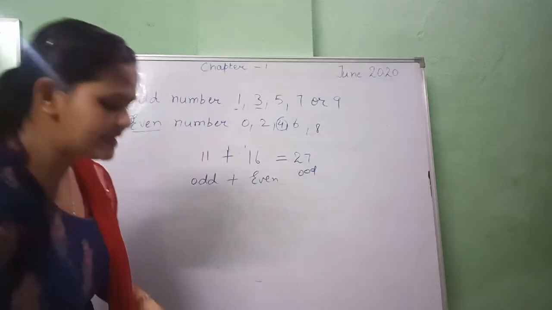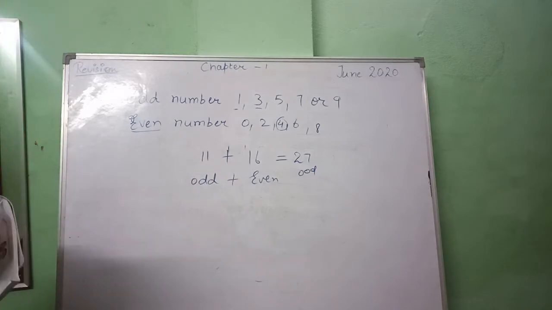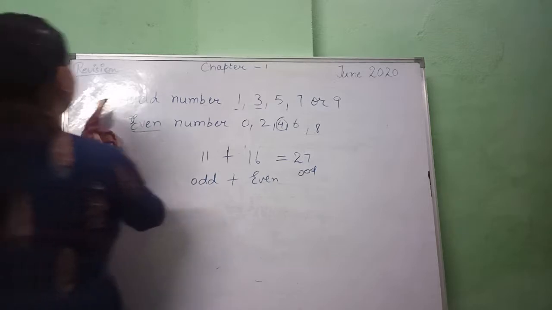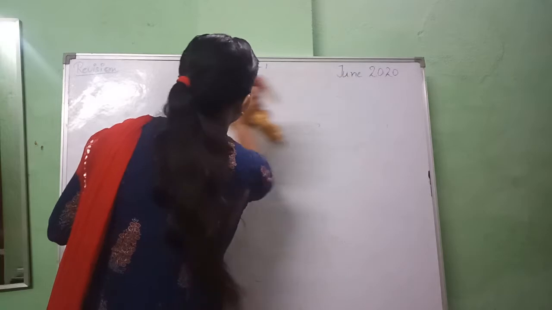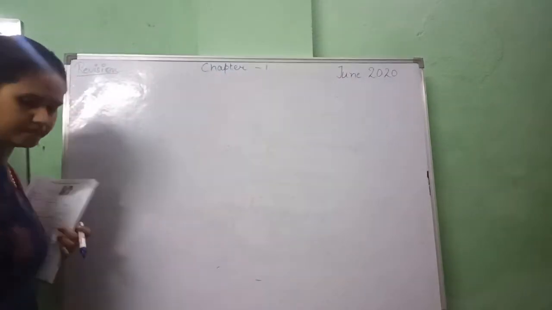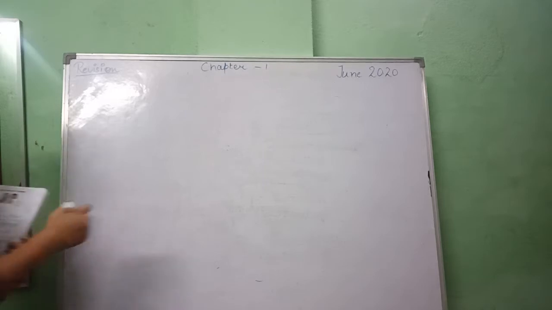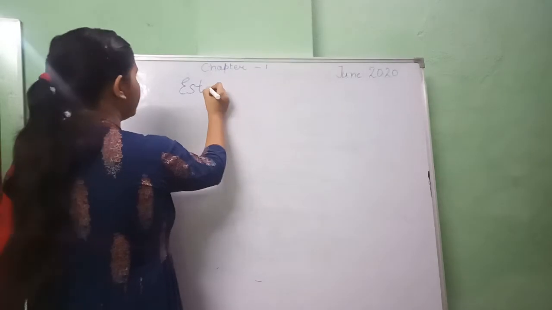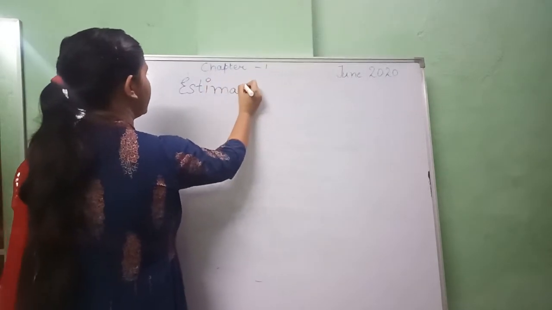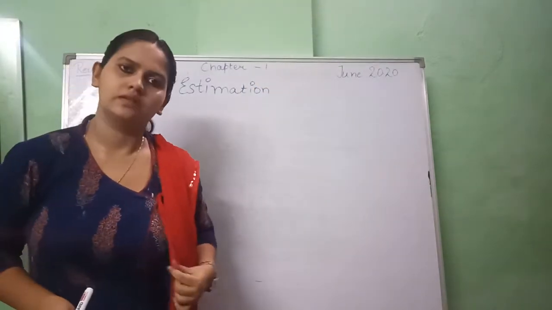And yes, the other one is estimation, the rounding of numbers. So we will take the rounding of numbers today. You can open your book, page number. Estimation. Estimation, which means not an exact thing, right?